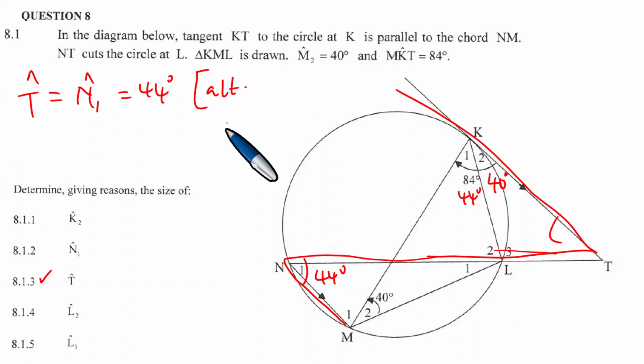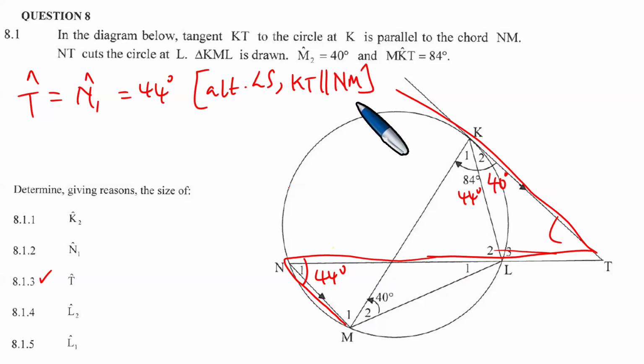Why are they alternate angles? You write alternate angles because they're two parallel lines. What are the parallel lines? The parallel lines are exactly KT parallel to NM. 44 degrees. Hey, just 44 all the time. Just look at these questions and look at the examiners. The K2 is actually 40 degrees.